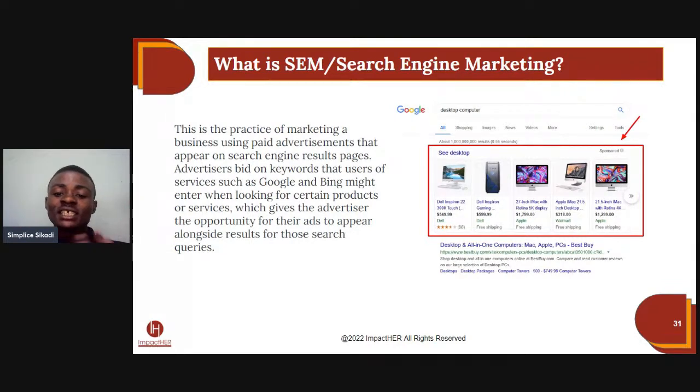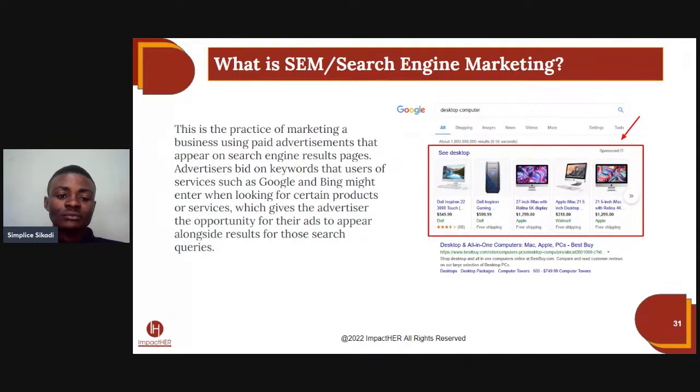And as you can see, there are many types of ads. For example, there are what we call shopping ads. When you go on the Google search engine and type maybe desktop computer, as you can see here, you're going to see images. Those pictures are what they call shopping ads, right? And shopping ads are kind of expensive.